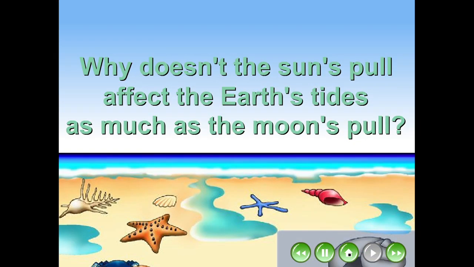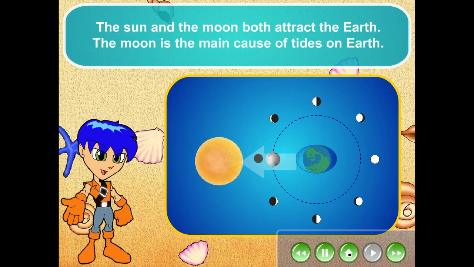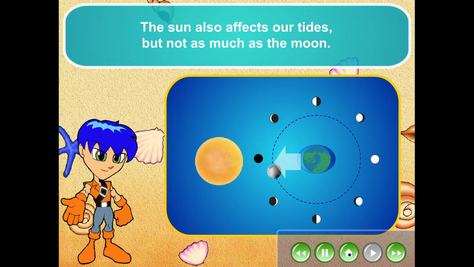Why doesn't the sun's pull affect the Earth's tides as much as the moon's pull? Which one has more pull? The sun and the moon both attract the Earth. The moon is the main cause of tides on Earth. The sun also affects our tides, but not as much as the moon.